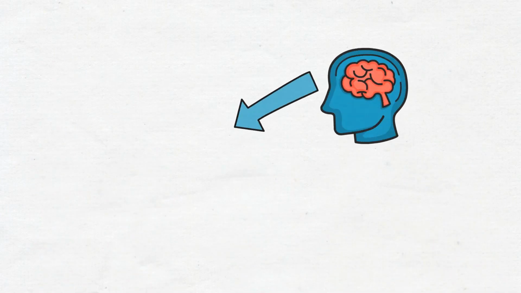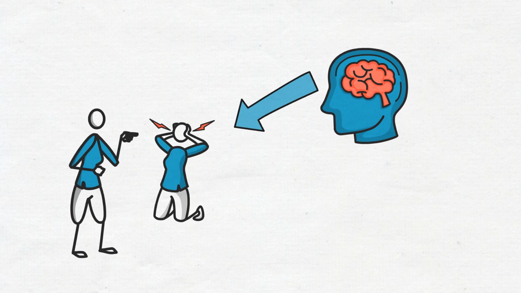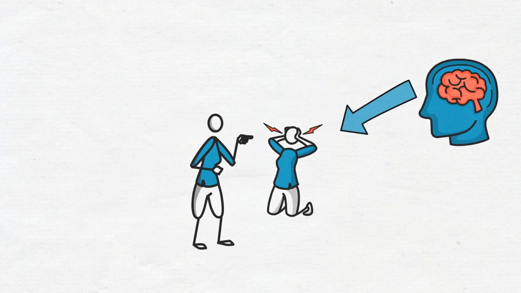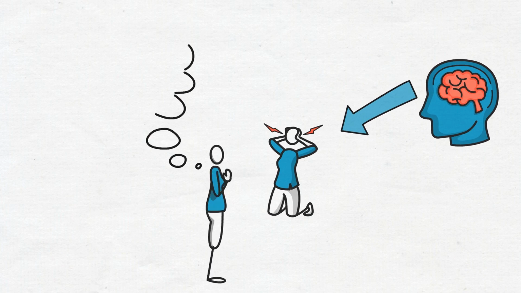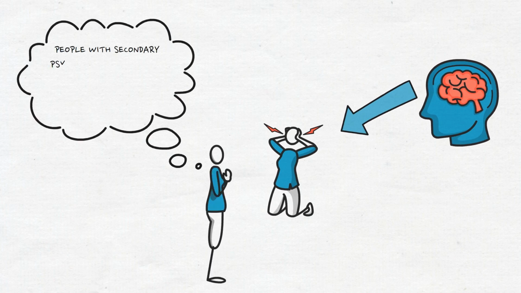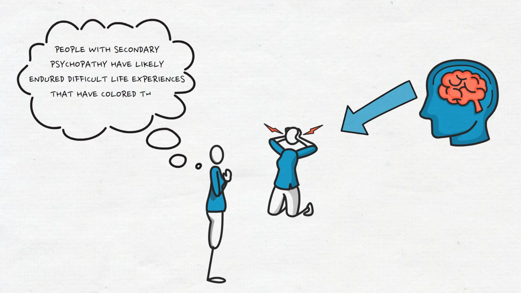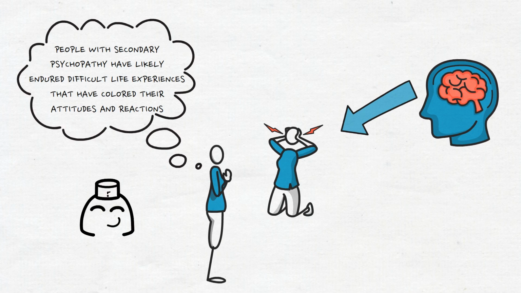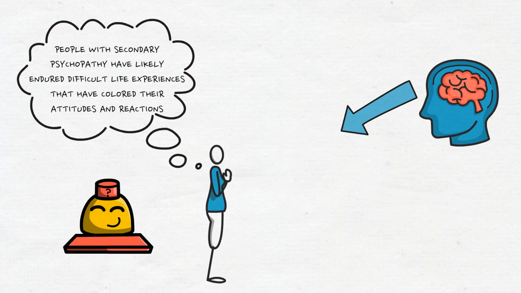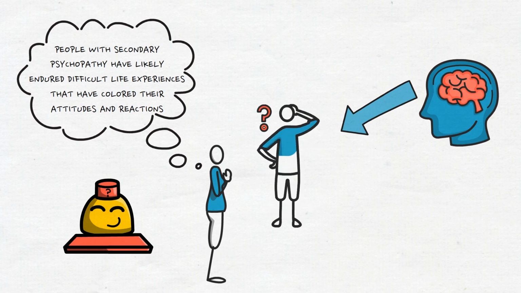Individuals and their interactions with others can be profoundly affected by secondary psychopathy. It's crucial that we approach the subject with compassion and understanding, keeping in mind that people with secondary psychopathy have likely endured difficult life experiences that have colored their attitudes and reactions. Help create a more accepting and understanding culture by spreading accurate information about secondary psychopathy. Let's work to make sure that everyone struggling with this has access to the information and support they need to make progress towards recovery.